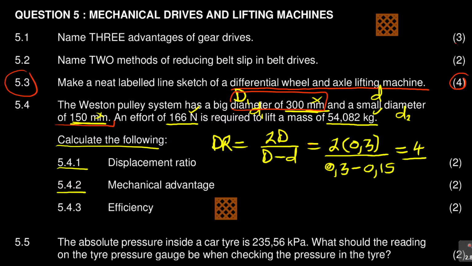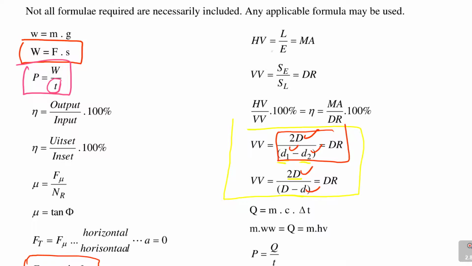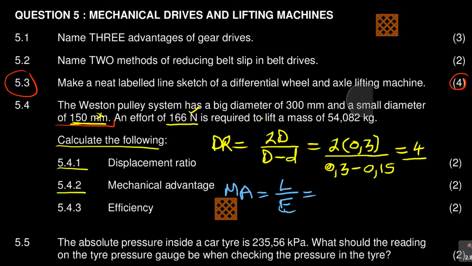Use a different pen. Let me look for MA now. What is the mechanical advantage? Go to your formulas. Always rely on your formulas. Look at it. Mechanical advantage is load over effort, L over E. So you come here to say MA is L over E, which is equal to, now what is the load? They told you a Weston blah blah blah, an effort of 166. They gave you only E. But what about the load? Is required to lift a mass. There is the load there, hidden there. Is required to lift a mass of what?